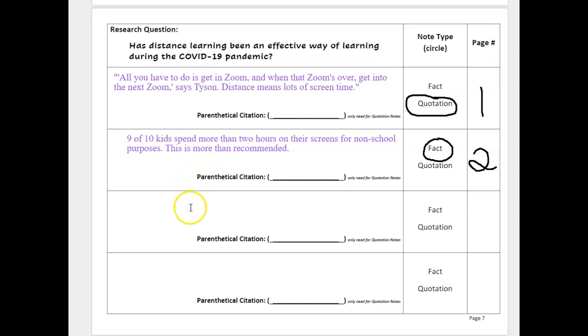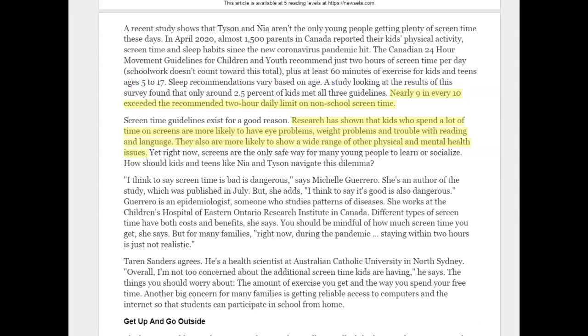All right, I've got room for 2 more notes. Let's see if I can find some more information that answers my research question. Right there in the next paragraph. Research has shown that kids who spend a lot of time on screens are more likely to have eye problems, weight problems, and trouble with reading and language. They also are more likely to show a wide range of other physical and mental health issues. Sounds like they're listing a lot of things that can happen if you spend too much time on screens, which happens a lot during distance learning.